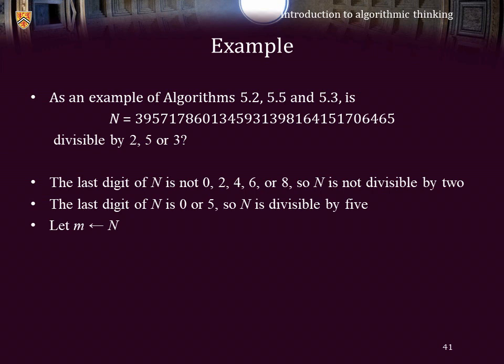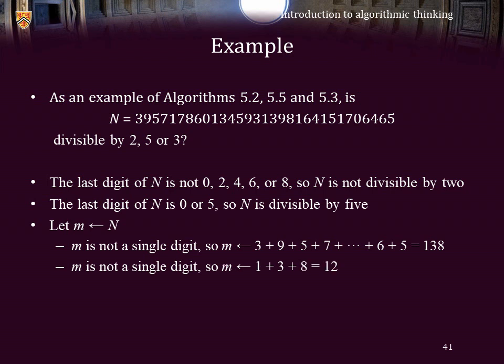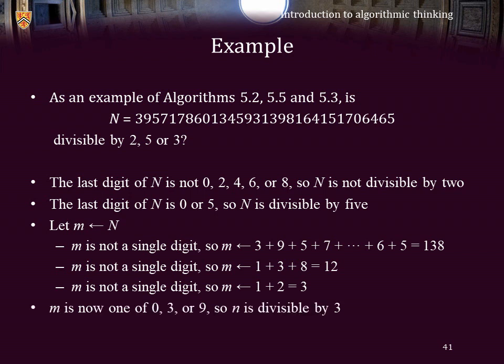And to see if it's divisible by 3, we will assign m to be the value of n. It's not a single digit, so we will add up all the digits of m. That produces 138. Well, 138 is not a single digit, so we will add up its digits. 1 plus 3 plus 8, that gives us 12. 12 is not a single digit, so we will add up its digits. 1 plus 2 is 3. Now we have a single digit, and m is one of those three values, 0, 3, or 9. Therefore, n itself is also divisible by 3.